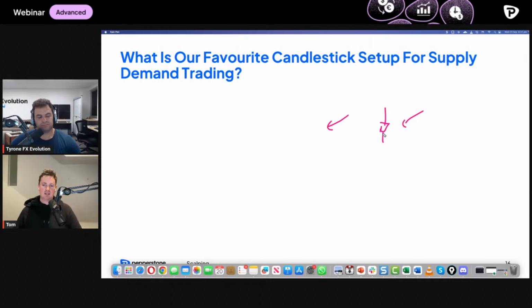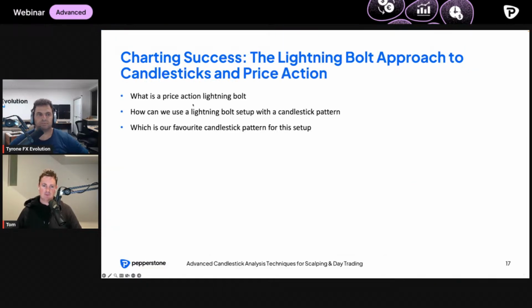Because remember, dojis are something where generally we've seen a lot of orders or a lot of transactions going through. So if you had a doji and the market came back to that doji, there may be a reaction off that particular doji. You'll find that that's quite a good advanced technique.